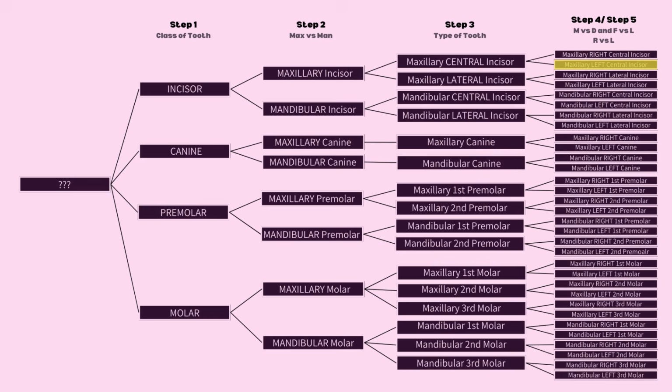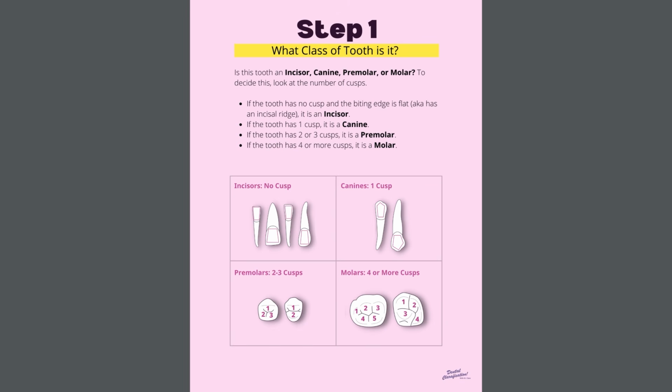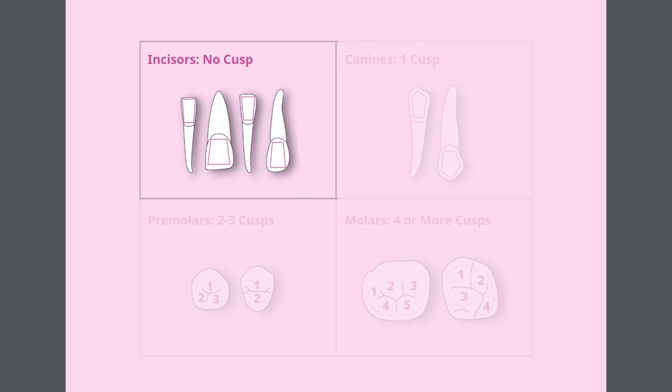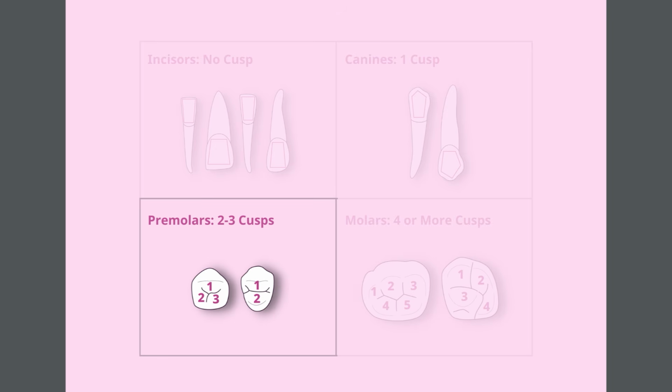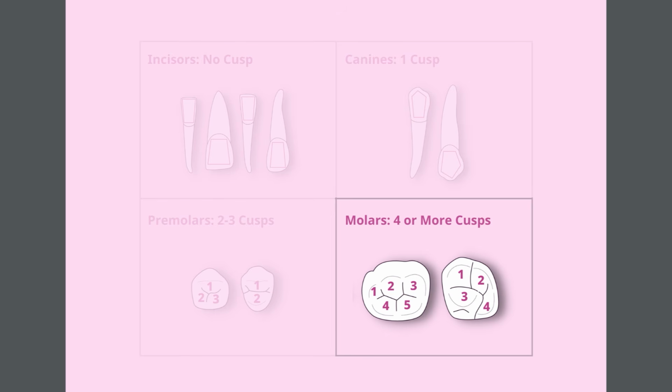One of 32 teeth. The first step to identify a tooth and ace your tooth identification exams is, what class of tooth is it? Is it an incisor, canine, premolar, or molar? To figure this out, you're going to look at the number of cusps. If the tooth has no cusps and a flat biting edge, aka has an incisal ridge, it's an incisor. If the tooth has 1 cusp, it's a canine. If the tooth has 2 or 3 cusps, it's a premolar. And if the tooth has 4 or more cusps, it's a molar.